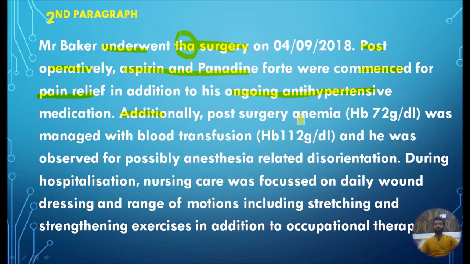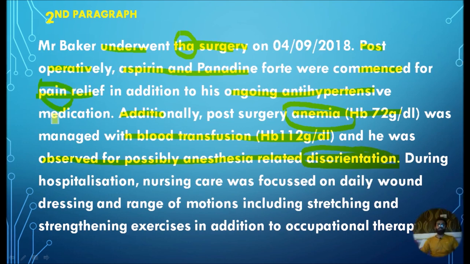Additionally, there was post-operative anemia as well, which was managed with blood transfusion, and after transfusion his HB was 112. And in addition, he was observed for post-operative anesthesia related disorientation as well. So these were the three basic complaints: pain, disorientation, and anemia. So we have mentioned pain, anemia, and disorientation as well. So in this way we will write about the complaints after the procedure, that was pain, anemia, and disorientation, and their management. So I have told you that we will also write about the nursing assessment, nursing management.